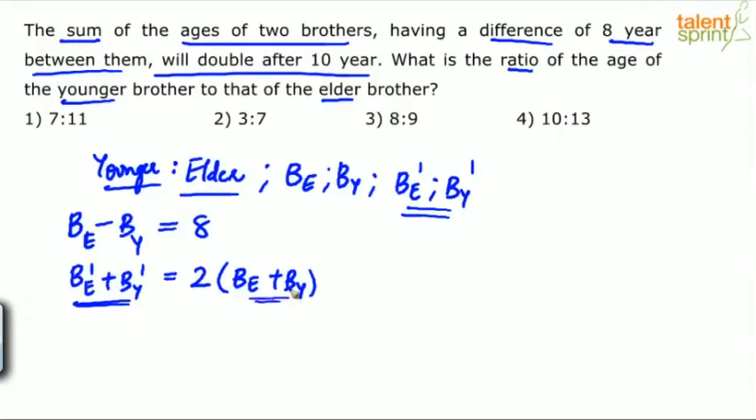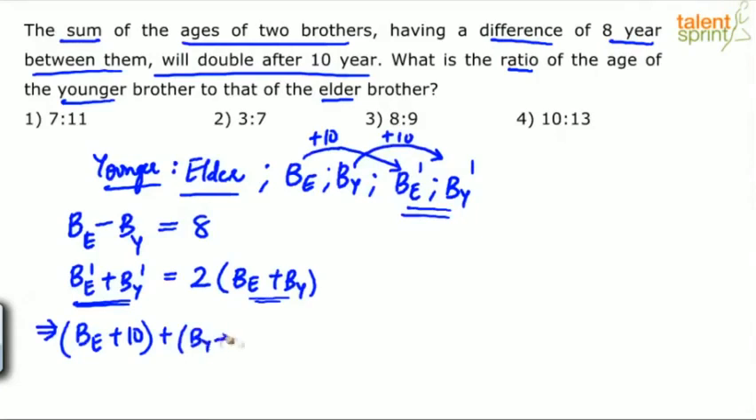Now, you all know that BE dash is nothing but BE plus 10. Yes or no? See, the age after 10 years, BE dash, will be BE plus 10. Similarly, BY plus 10 will give you BY dash. So this can be taken as BE plus 10 plus BY plus 10 equals 2 times BE plus BY. 2 times BE plus BY. Right?